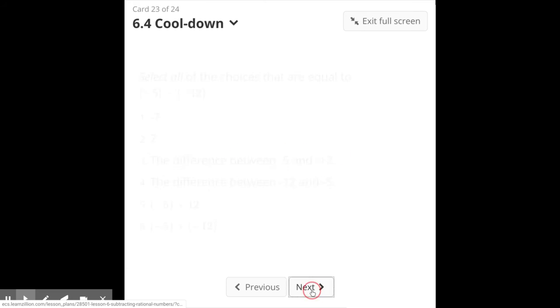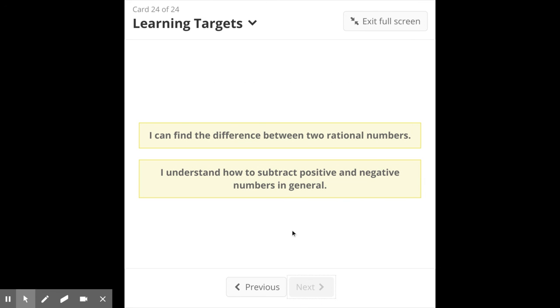Okay, so I'm just going to skip to the end and read the learning targets for this lesson 6. I can find the difference between 2 rational numbers, so doing subtraction with integers. And I understand how to subtract positive and negative numbers in general.